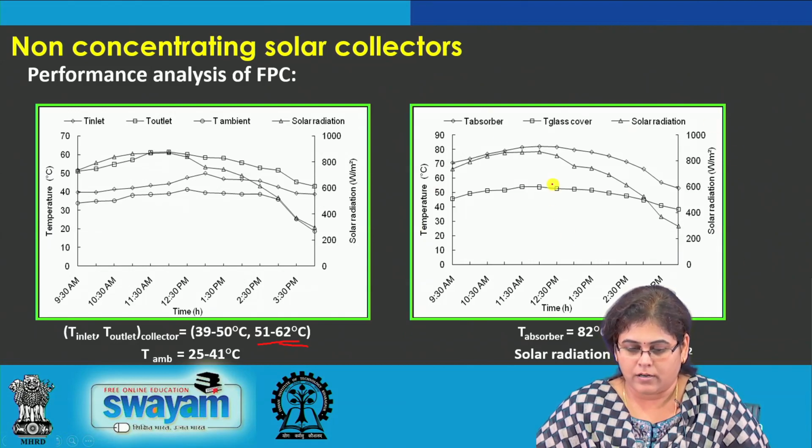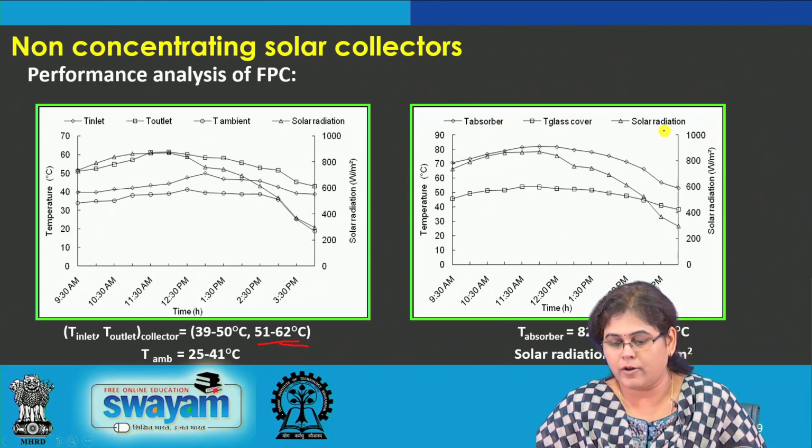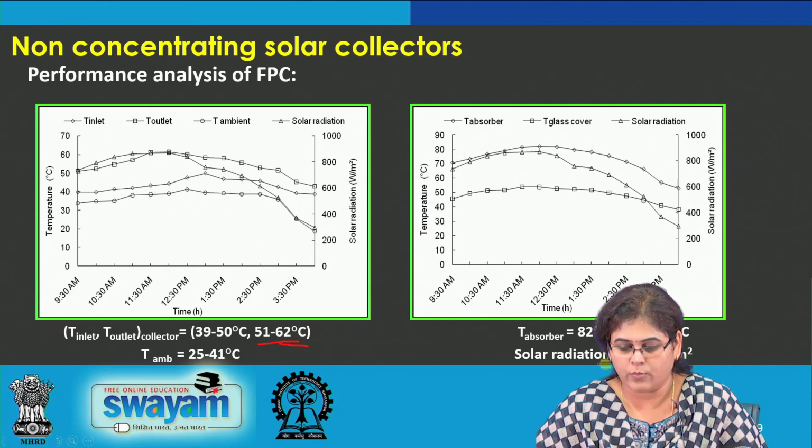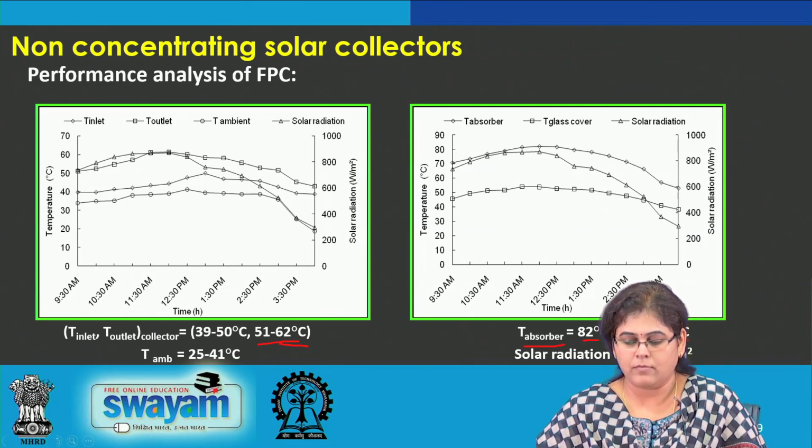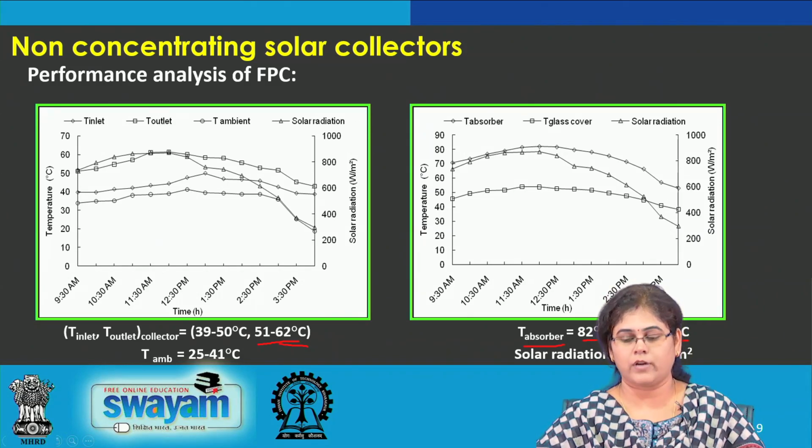Similarly, the temperature of the absorber plate, glass cover and radiation is also shown over here. We found that the absorber temperature is reaching around 82 degree centigrade, at the same time the glass temperature is 54 degree centigrade, and the maximum radiation intensity we can achieve is around 872 watt per meter square.